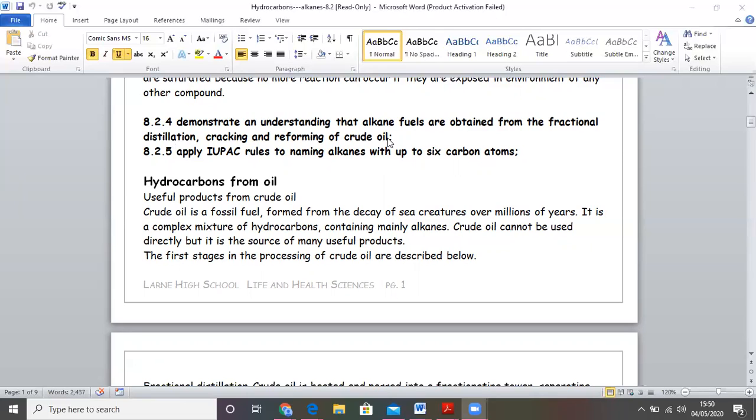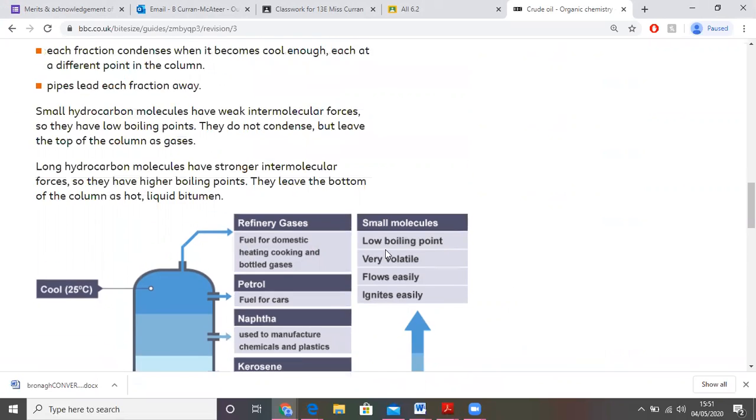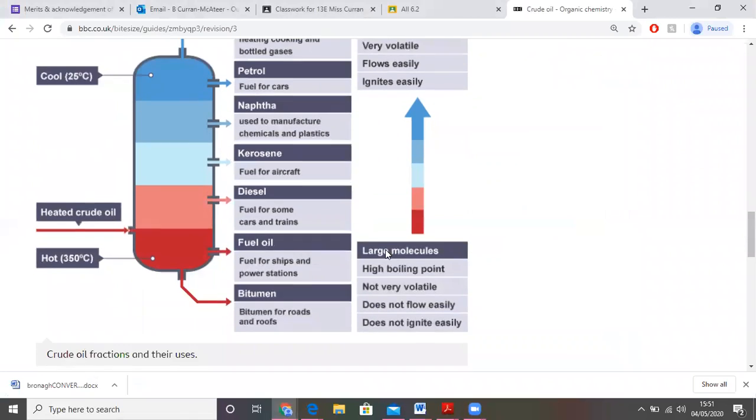In order to get the products we want out of crude oil, we start by splitting them up by size, and then we turn them into more useful molecules using cracking and reforming. All right, so I should have that here, lovely. Fractional distillation. Now you should know what distillation is. Again, this is all from CCEA GCSE.